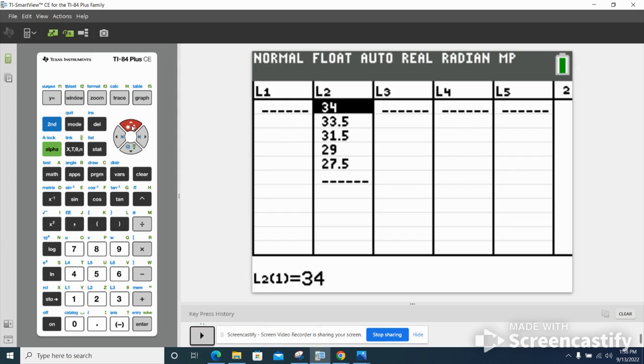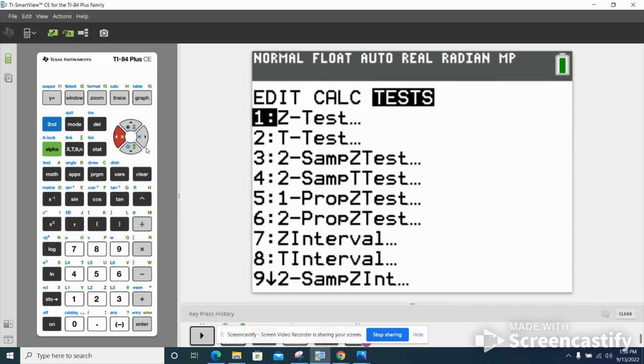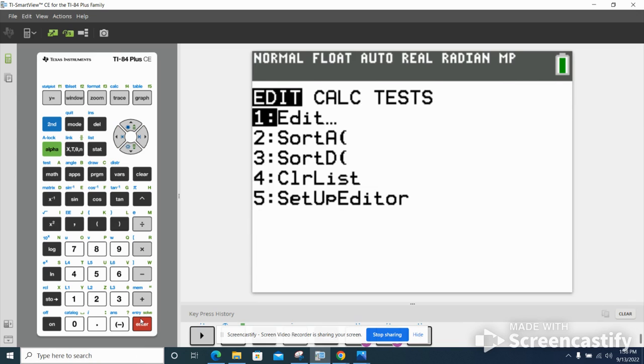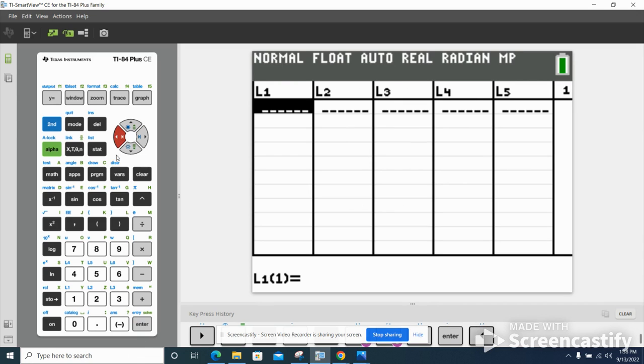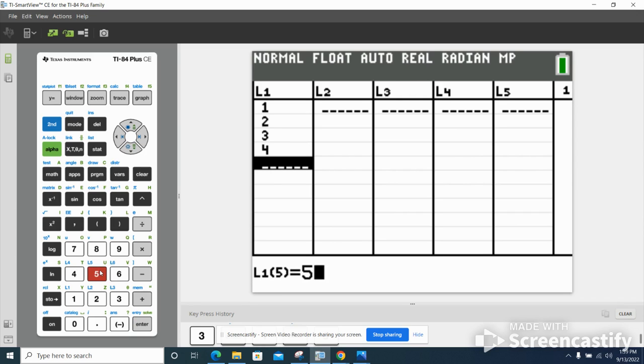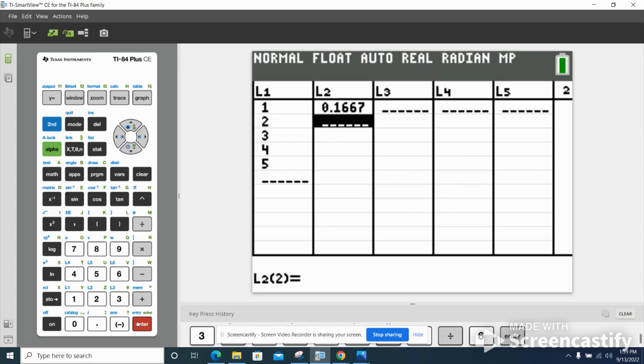I'll do the same thing with list 2, L2. And what do you think I'm gonna put in, oops, I hit the wrong button. What do you think I'm gonna put in that first column? Yeah, so I'm gonna put in 1, 2, 3, 4, 5. All right. Now this next column, I can enter it in as a fraction, or I can enter it in as a decimal. For time's sake, I'm just going to say 1 divided by 6. And when I hit enter, it converts it to a decimal.